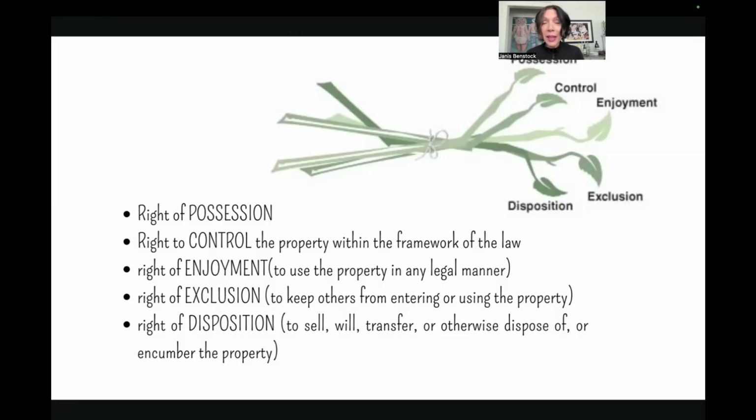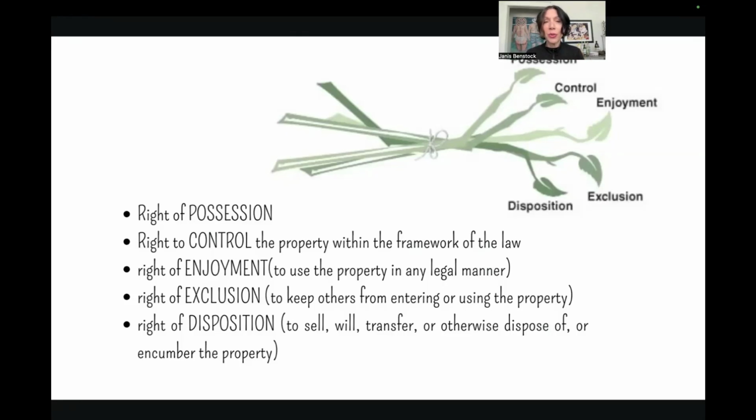The landlord is taking that stick, the right of possession, and they're temporarily giving it to the tenant. And when the lease ends, that right of possession goes back to the landlord. And the landlord's not giving away any of the other sticks. The landlord still owns the property.